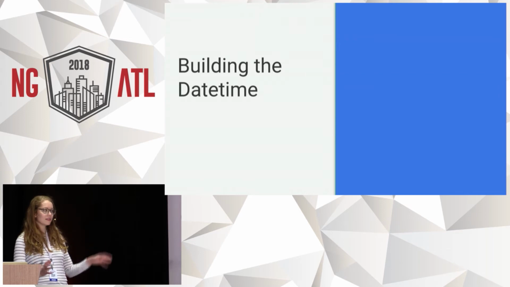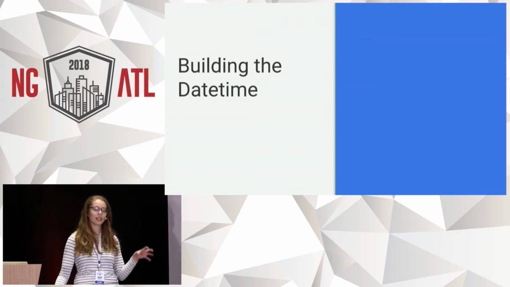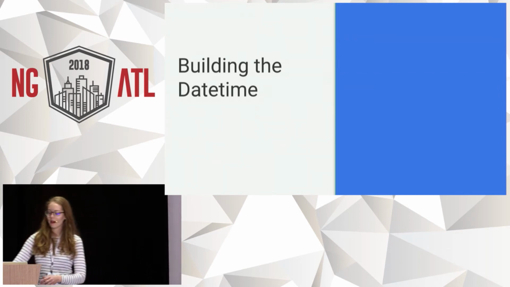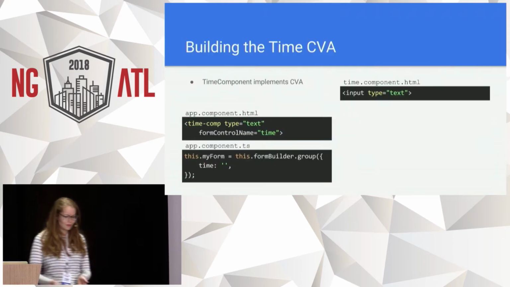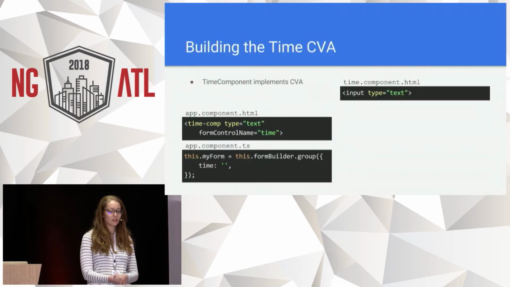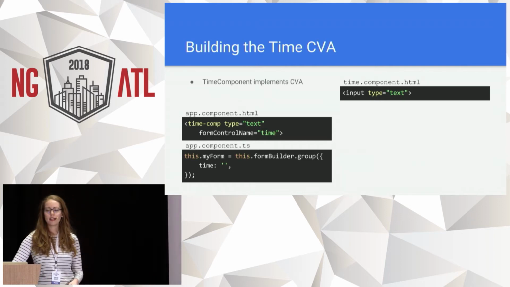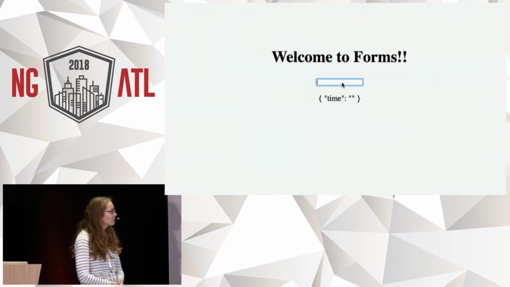Now that we have all the basics, we learned about inputs, we learned about CVAs, let's push them together and make this date time editor. Let's start with building just the time CVA and get everything working. Even though we have all the copy and paste code that you need, there's still a little bit of extra work that needs to happen. I implemented everything the way I showed on the slides and put the input like this in my time component HTML file.